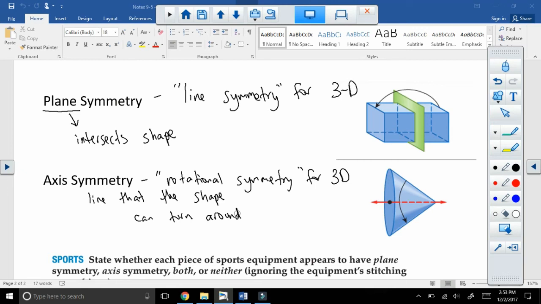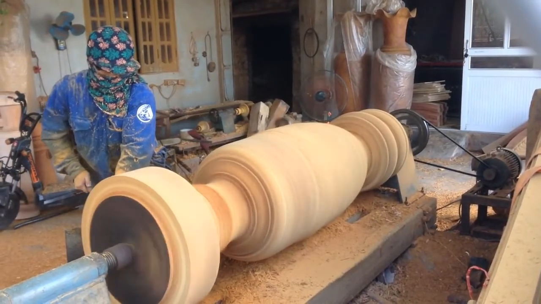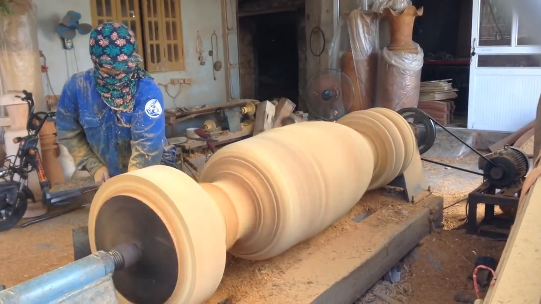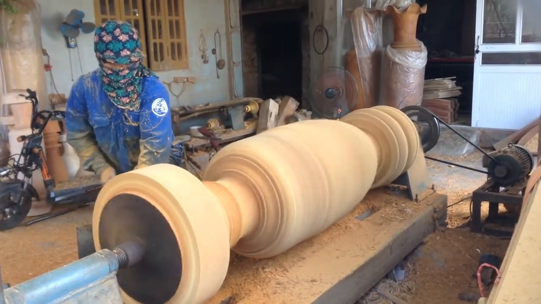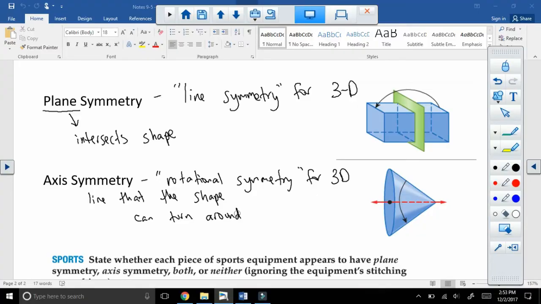I'll show a little video clip here. So you can see from that it's turning, it has that axis of rotation that it's spinning around, and then people can use that to do the carving or whatever they need to do as they're spinning it.